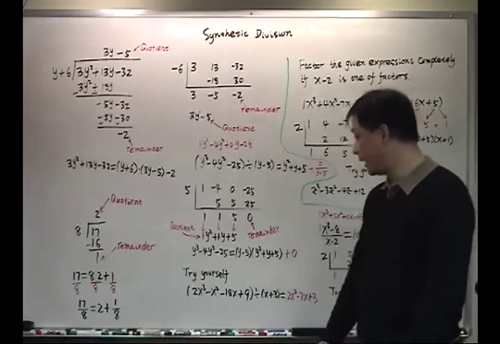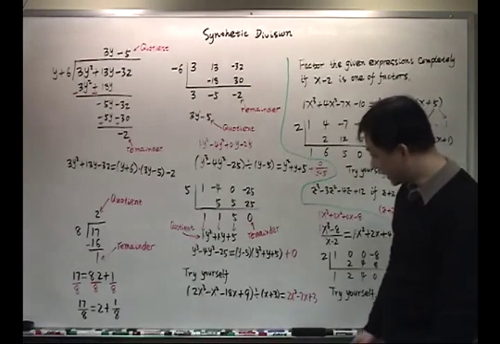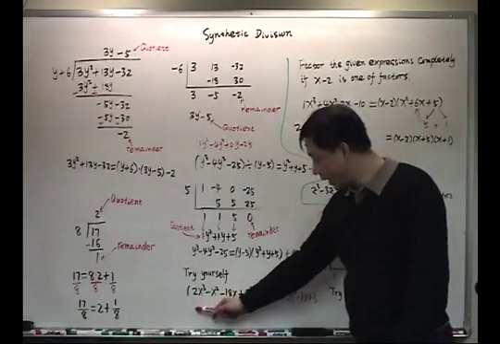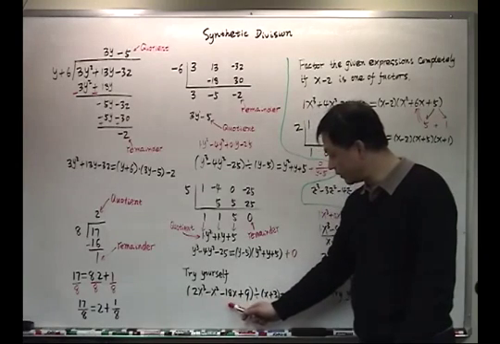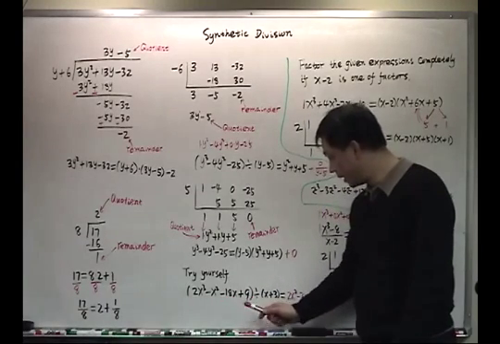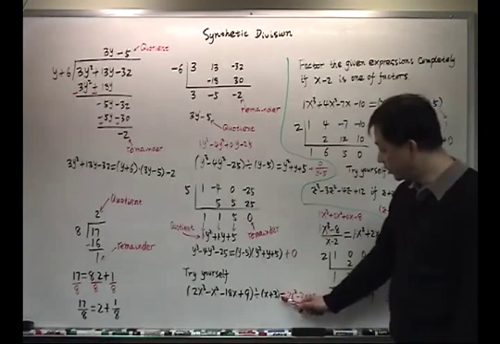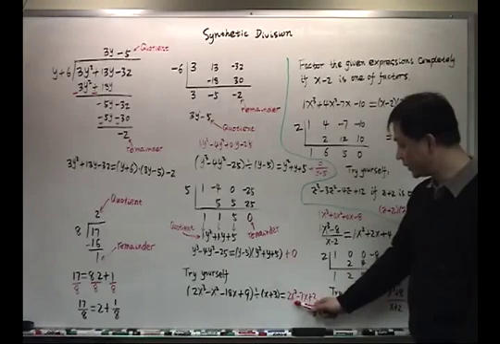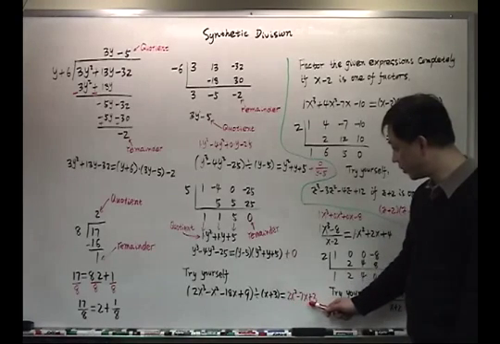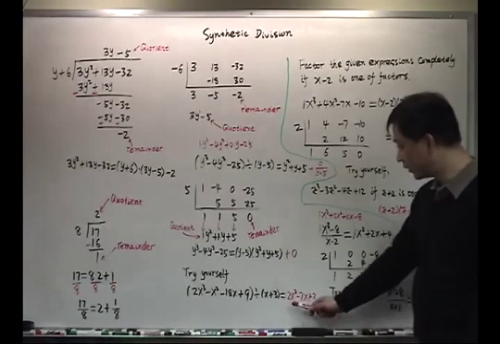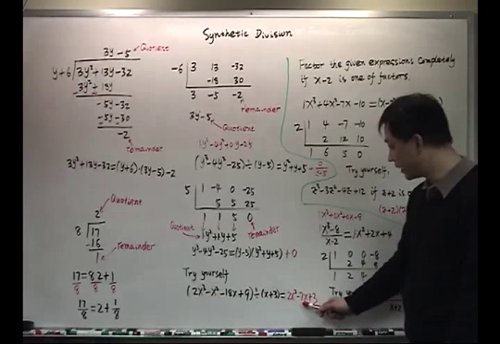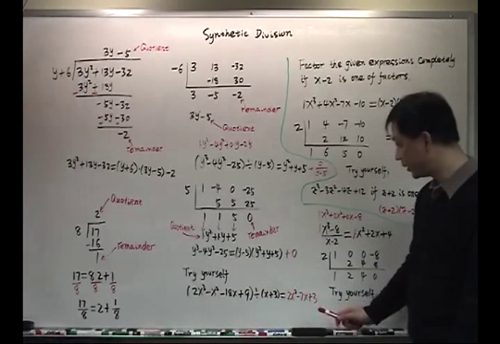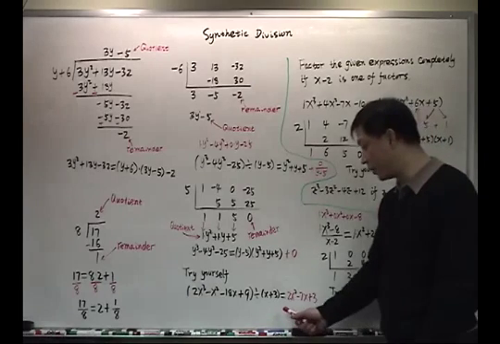Rest of them are easier. Okay, 2 down, negative 1 down, negative 18 down, positive 9 down. The final answer is 2x squared minus 7x plus 3. No remainder. Remainder is 0 in this case.